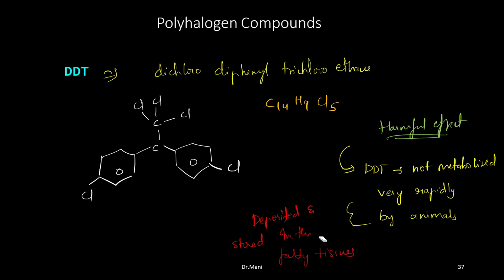If it is metabolized, then it could be sent out through urine or fecal matter, but it is not metabolized, so it cannot be sent out. So it will be stored somewhere in the body, that's in the fatty tissues. Okay, so that's about the haloalkanes and haloarenes.